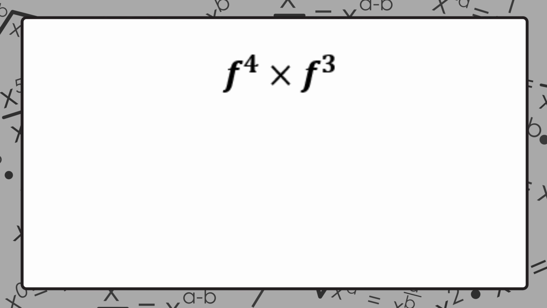In this example, we have f to the power 4 and f to the power 3. Our law of exponents for multiplication says that we have to add the exponents, which means we're adding the 4 to the 3. To simplify this, we would then write f to the power 7. Remember that we can only apply this law because the bases are the same.